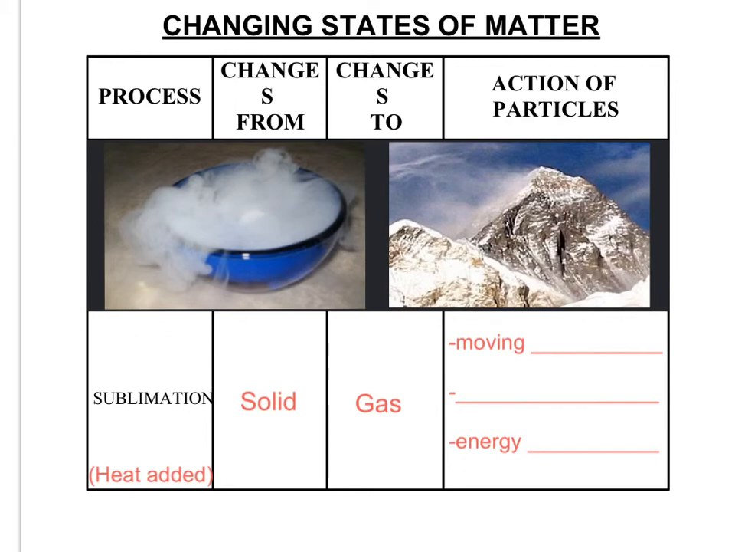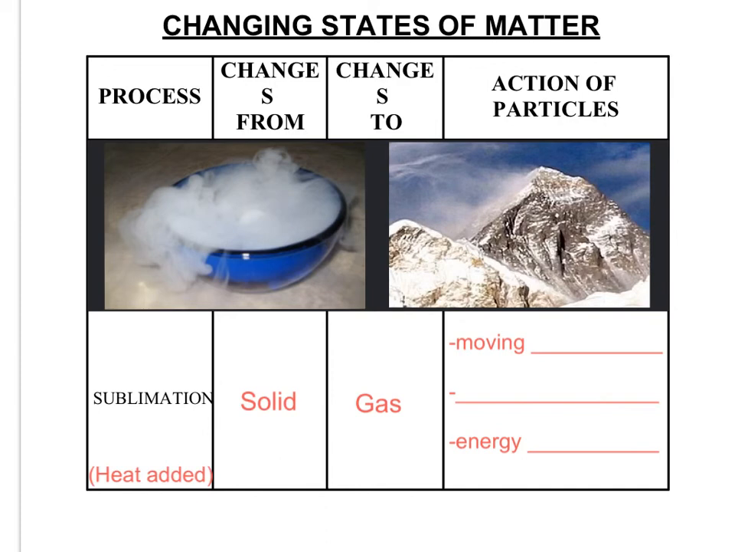Are they moving faster? Are they moving slower? Are they vibrating, meaning they're barely moving? Are they going through this extreme increase in motion? What's going on for sublimation? So hit pause and finish that bullet, please.